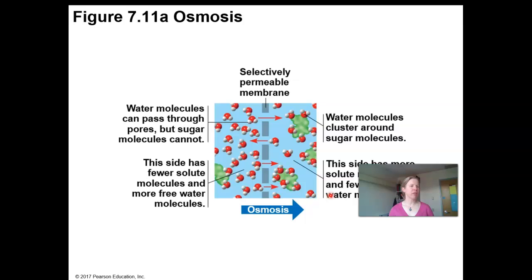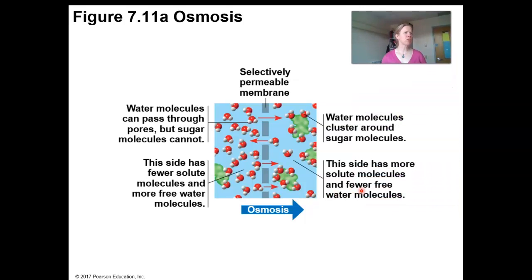And so again, if this helps you, look at this close up, right, the water molecules can pass through, but the sugars can't. And so this side has less solute, more free water. And so now we see the majority of the arrows going towards the right. That's osmosis. Let's play with it in lab. Make sure you understand it.